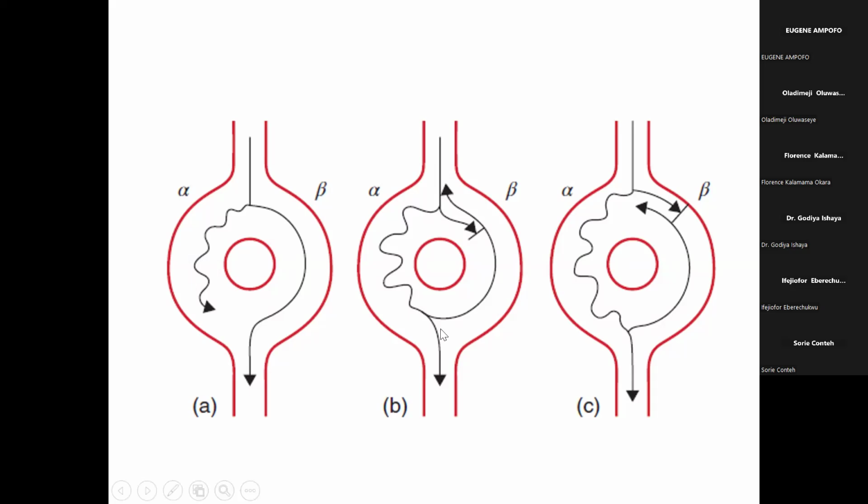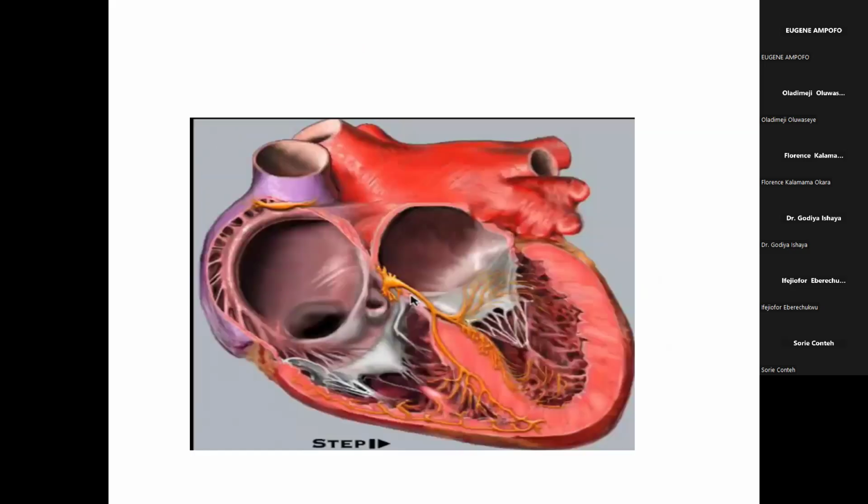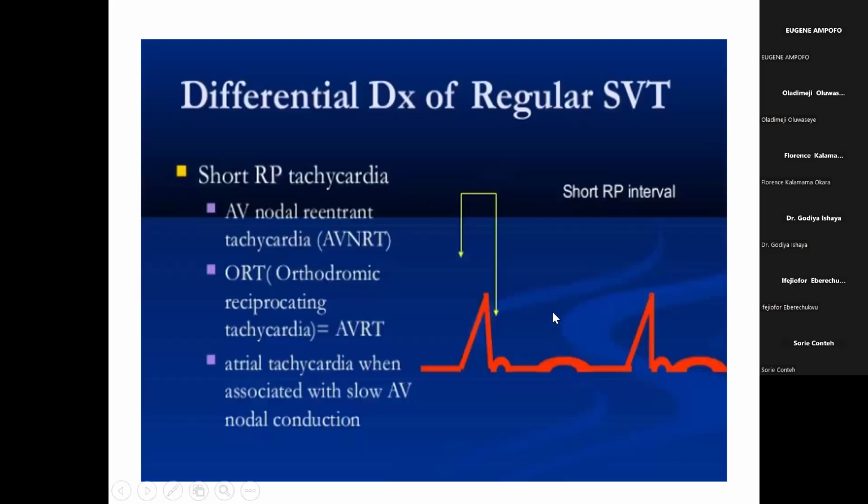So if you calculate your RP interval, it will be short. The RP interval being short is a typical feature of typical AVNRT. Hope this is clear, so that we can see why we classified AVNRT as a short RP interval tachycardia.